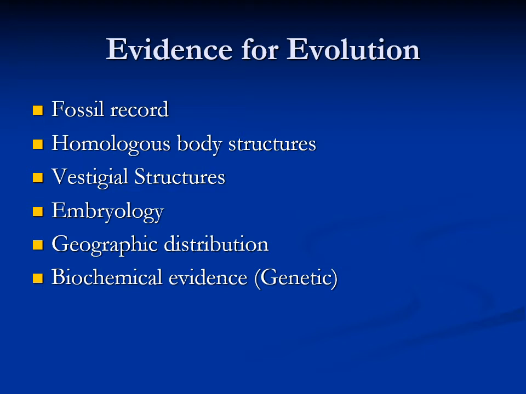So we use our fossil record, homologous body structures, vestigial structures, embryology, geographic distribution, and biochemical evidence, which includes DNA, genetics. So we're going to go into each one of these and how they are evidence for evolution, and just keep in mind what evolution is: change over time. So here we go.